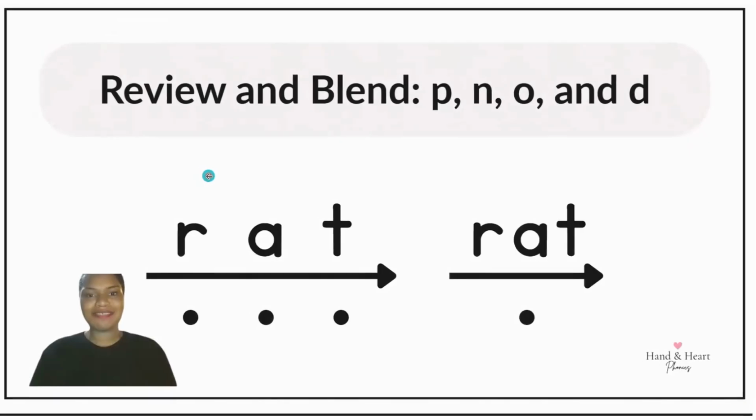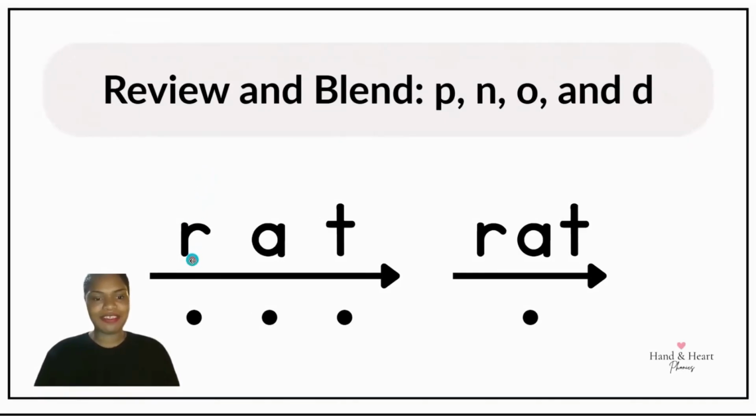Pot. Let's blend the sounds for the letters R, A, and T. Blend with me. Get ready. Rat. Rat. Again. Rat. Rat. This is the word rat. Sound it out on your own. Yes, rat. Say it with me. Rat. On your own. Yes, rat.